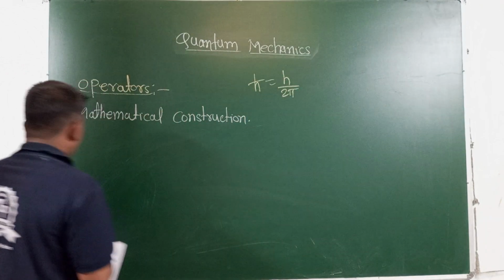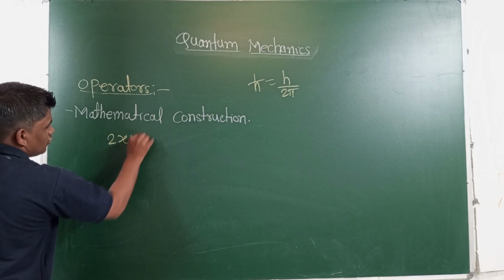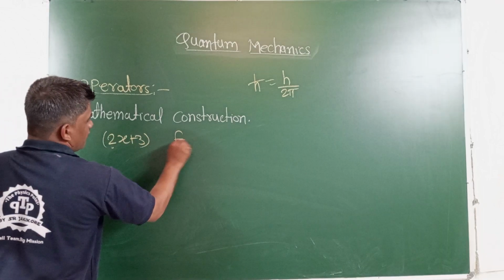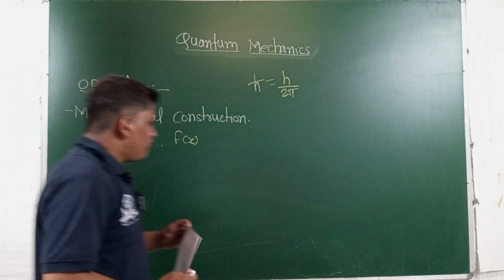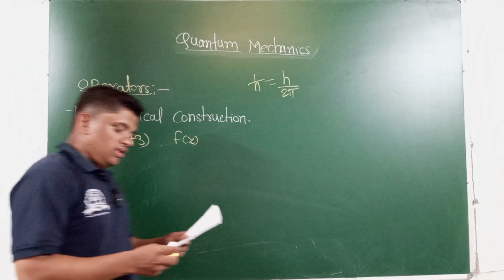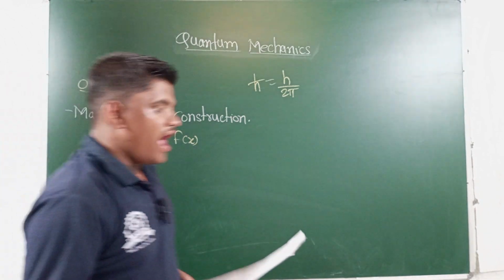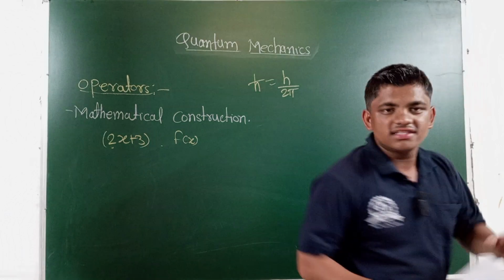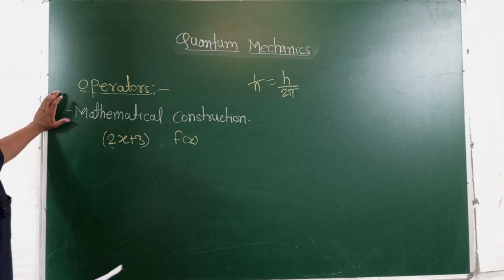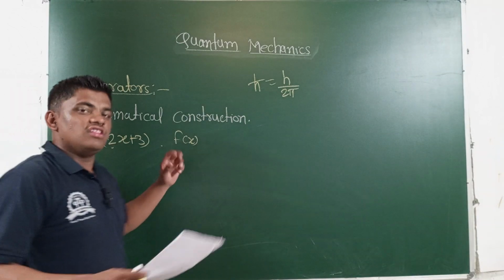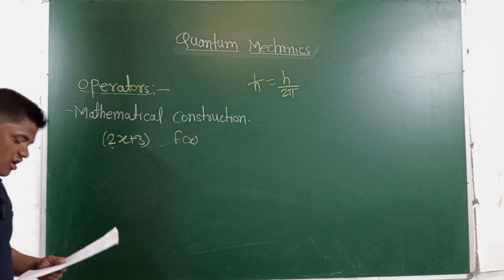Suppose I take a function, 2x plus 3. That is, I can write f of x is equal to this function. An operator is a rule which can change one function to another function. An operator is a certain symbol of a certain mathematical instruction which can change one function to another function. Okay, this is all about operators.